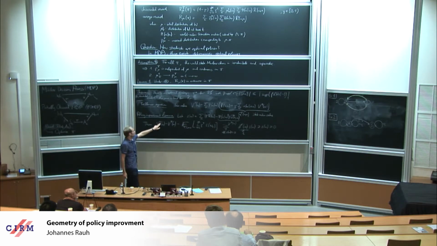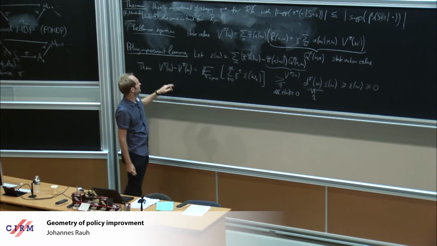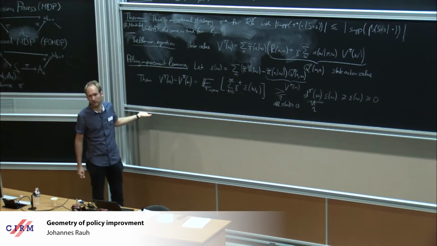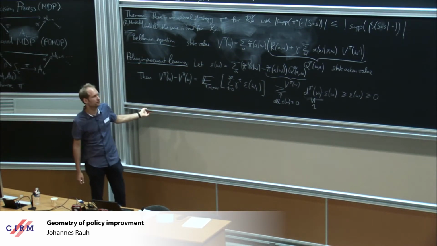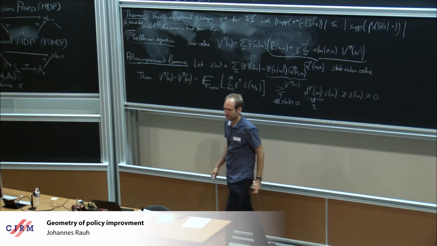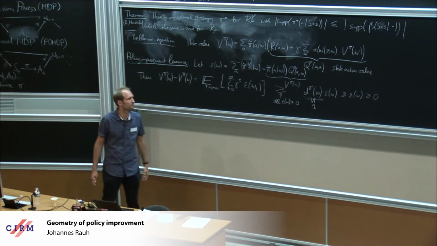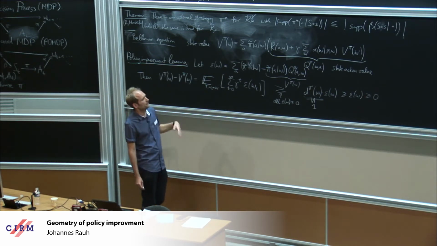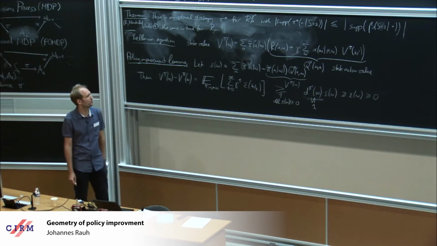We want to find a policy pi prime which improves upon the policy pi. So the 0 here is what we want, but actually we would be interested in having a strictly larger epsilon. But at least it tells us that this gives us an idea of how to find policies which improve.